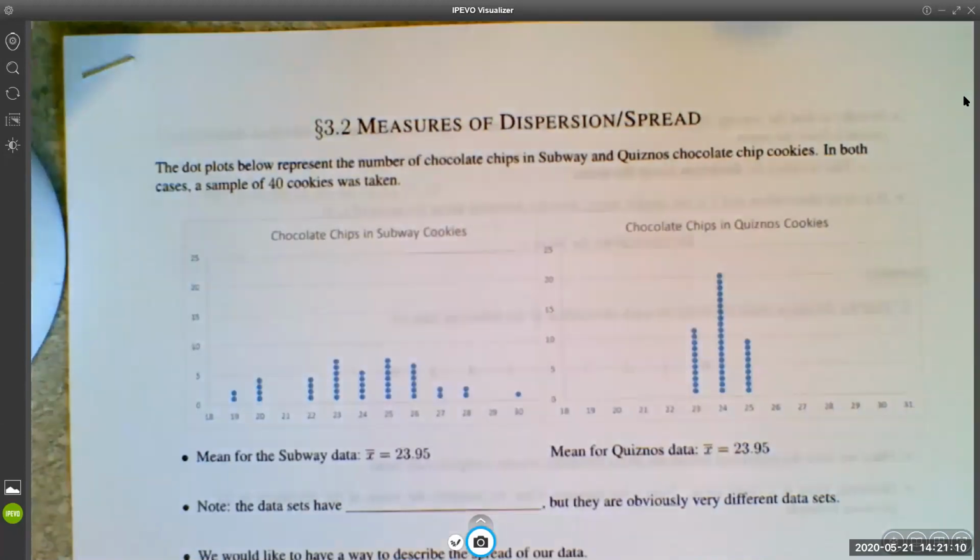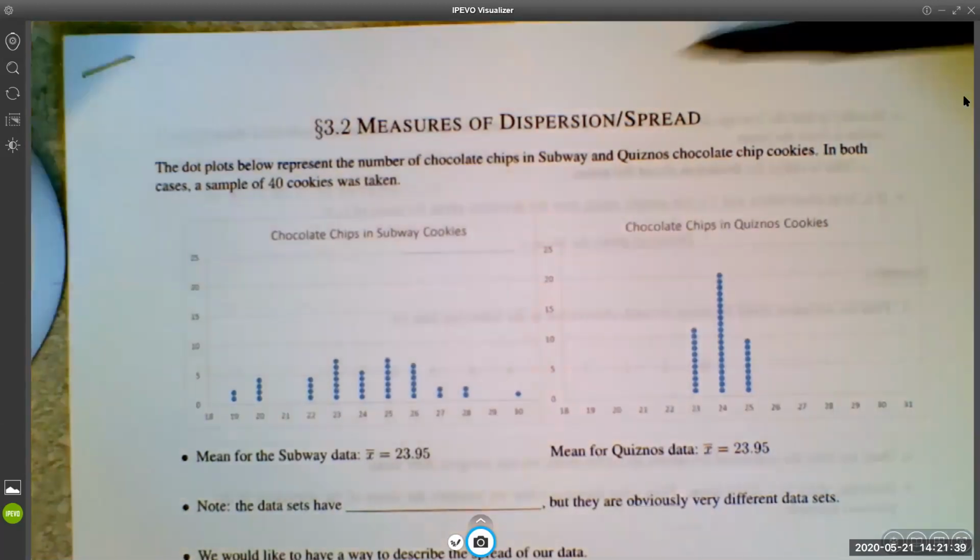Okay, so 3.1 was about measures of center. 3.2 is about measures of spread. Actually, it's more than anything about the standard deviation, which is a measure of spread for sure. That's what we're going to spend most of our time in this section talking about, the standard deviation.